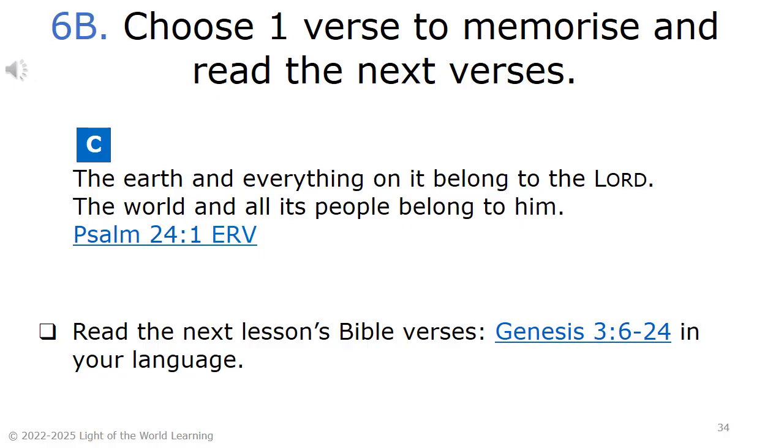6b. Choose one verse to memorize and read the next verses. C. The earth and everything on it belong to the Lord. The world and all its people belong to him. Psalm 24 verse 1 in the ERV. Read the next lesson's Bible verses, Genesis chapter 3 verses 6 to 24, in your language.